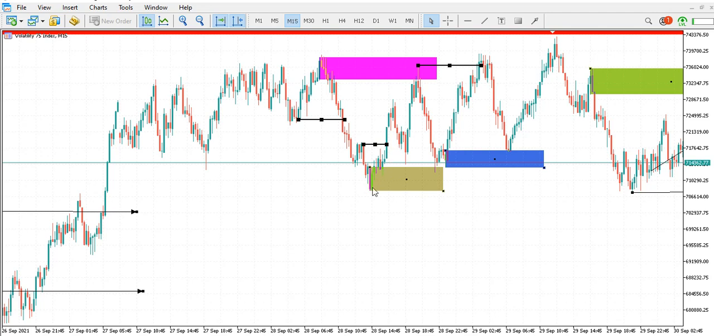After it broke the structure, we had to highlight this order block here and wait for the price to come into this bearish order block here. As you can see, price traded perfectly into this order block, then it came down. Where was the take profit? The take profit was always at the entry for buy.